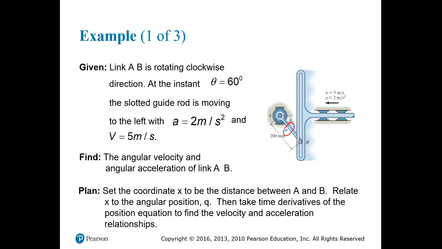As you can see here, at the instant theta equals 60 degrees, the slotted guide rod is moving to the left with an acceleration and velocity which are given right here. We need to find the angular velocity and angular acceleration of the link AB. That's all we need to do. So how do we do that?